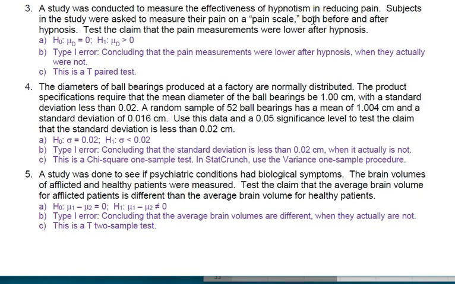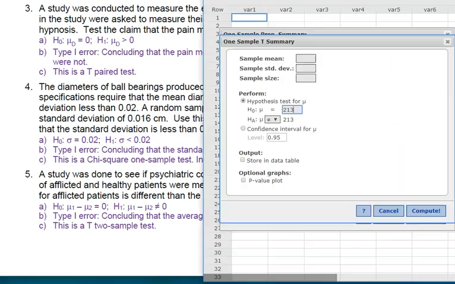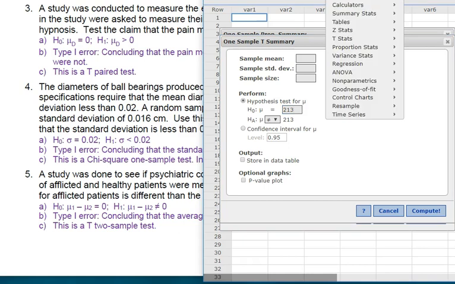In this one, subjects were asked to measure their pain on a pain scale both before and after hypnosis. What that means is that for each subject, there are 2 different measurements, and that tells us that this would be paired samples. The only procedure that we do that has to do with paired samples is about the mean of the differences. If we look at that in StatCrunch, we would be doing t-stats paired.